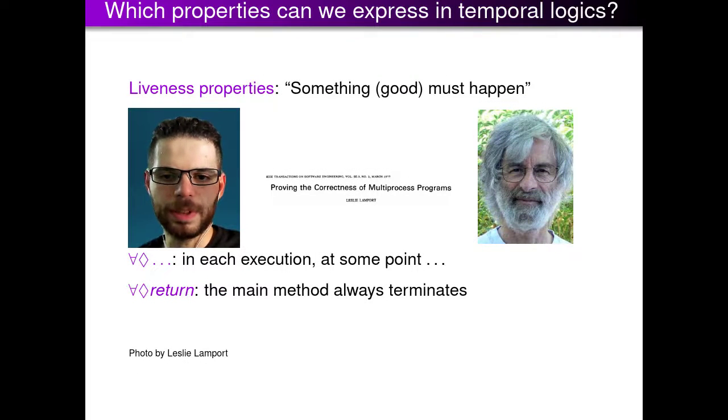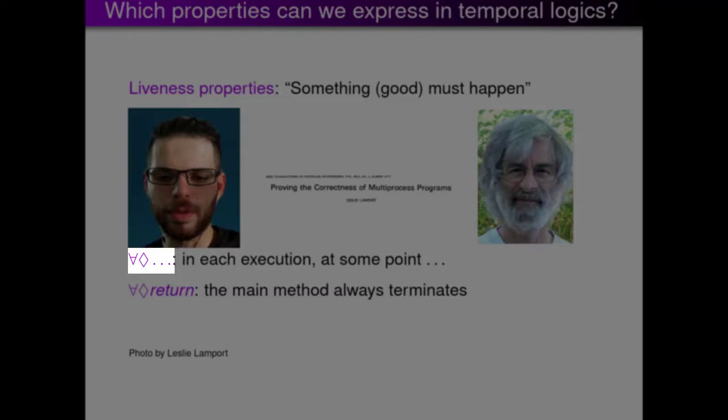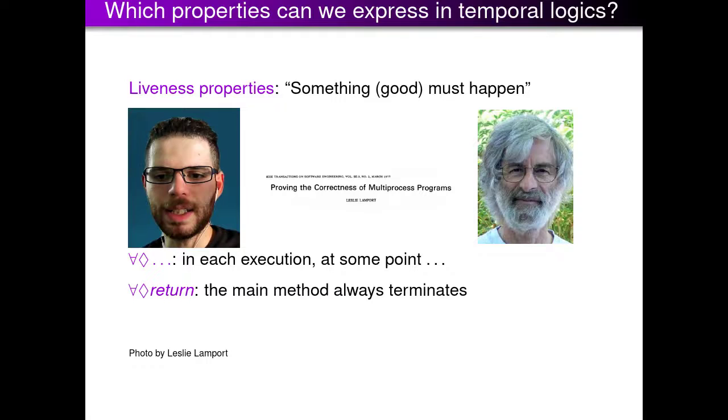Another class of properties known as liveness properties were characterized by Lamport as something good must happen. In CTL, a liveness property is expressed by a formula of this form, consisting of a universal quantifier symbol followed by a diamond. It expresses that in each execution of the system, at some point in that execution, something is the case. For example, we can express that the main method always terminates in CTL.